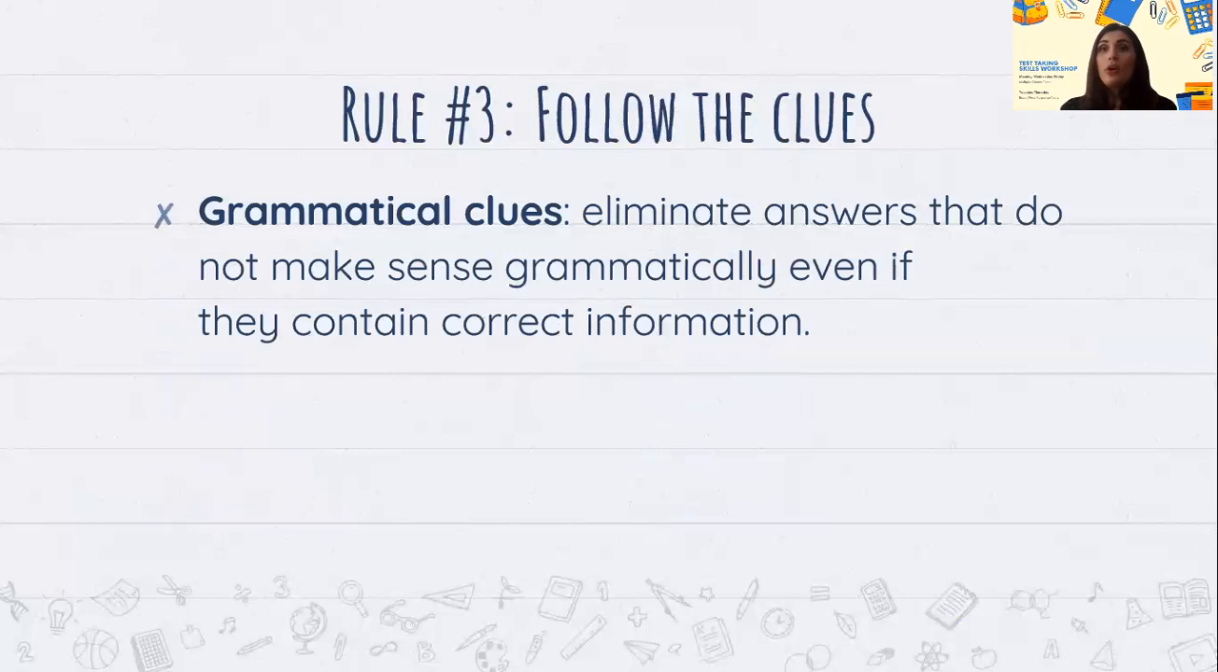Following the clues. Grammatical clues are another good way to eliminate answers from a multiple choice question. You want to eliminate the answers that don't necessarily make sense with the question stem. Sometimes incorrect answers may look correct, they may contain some correct information, but they do not make any sense grammatically. You want to make sure that the question and the answer match each other.